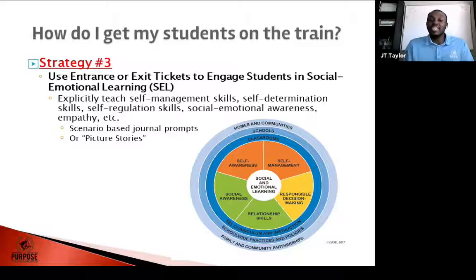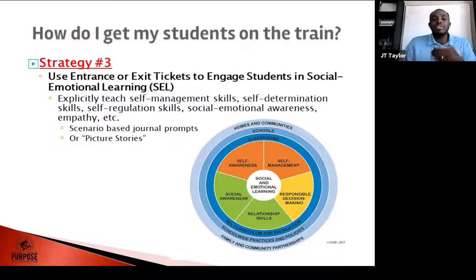Your exit tickets and your entrance tickets can be used to engage students in SEL, because a lot of times teachers are saying, well, I don't have time because I have so much content to cover. My curriculum is so broad. I've got to get every standard and every skill met. Well, use exit tickets or entrance tickets to engage students in SEL.